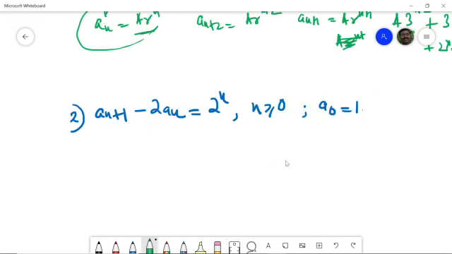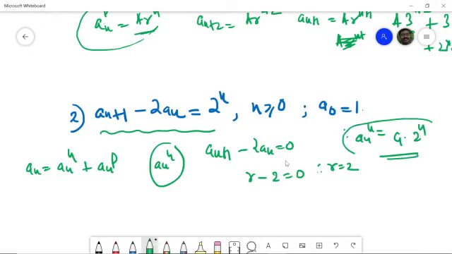So first of all, it will have two parts, which is nothing but a_n^h plus a_n^p. Now to find a_n^h, we will consider the equation a_{n+1} minus 2a_n is equal to 0. The solution of this will be contained in the characteristic equation, which is r minus 2 is equal to 0. Therefore r is equal to 2. Therefore your a_n^h would be nothing but c1 into 2 raised to n. So this is the homogeneous solution.